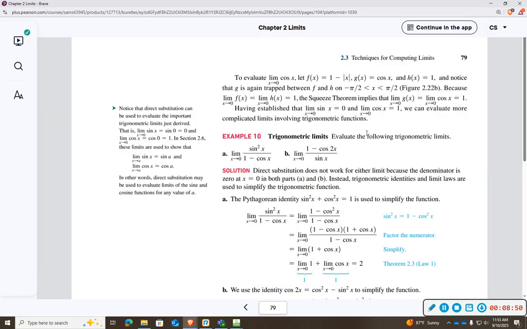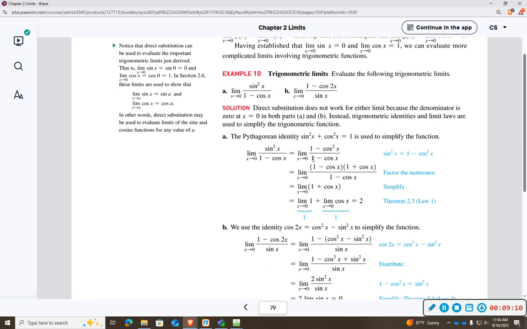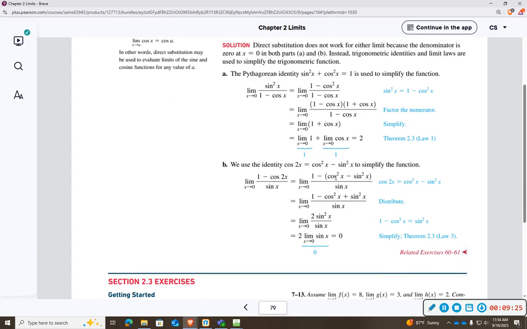And then we also have some trigonometric limits where the denominator is 0 and you cannot evaluate it, so we have to use some other methods. Again, direct substitution does not work because the denominator is 0. Once you plug in that value, you get 0. So we have to use some manipulation to solve it. Here they're using a Pythagorean identity to rewrite one of the functions, and then use some algebra to simplify and cancel out some terms, and then you substitute in once you get rid of that problem, and then you can evaluate the limit. So you've got some examples there.